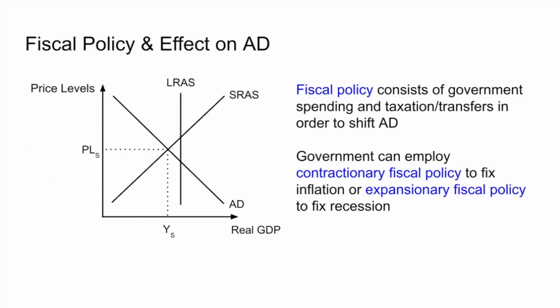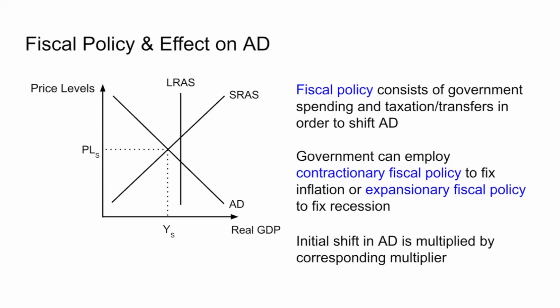Fiscal policy consists of government spending and taxation or transfers in order to shift aggregate demand, and it's useful because the government can employ contractionary fiscal policy, which is either decreasing spending or increasing taxes to fix inflation, because this would cause the aggregate demand to shift to the left, or they can employ expansionary fiscal policy, which is either increasing spending or decreasing taxation to fix a recession. And the government must note that the initial shift in aggregate demand is multiplied by the corresponding multiplier.